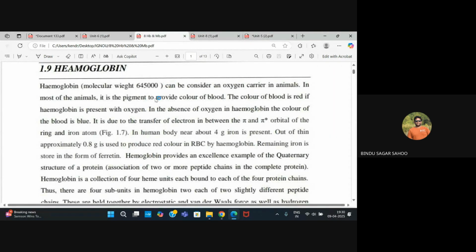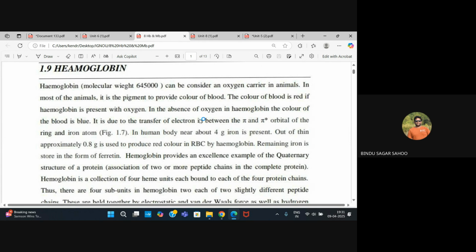So this is the molecular weight of hemoglobin. You can see it on the screen. This is the molecular weight of hemoglobin, and its role is like an oxygen carrier in animals. Okay. So in most animals, it is the pigment that provides the color of blood. So the color of blood is due to the presence of hemoglobin. The color of blood is red if hemoglobin is present with oxygen.